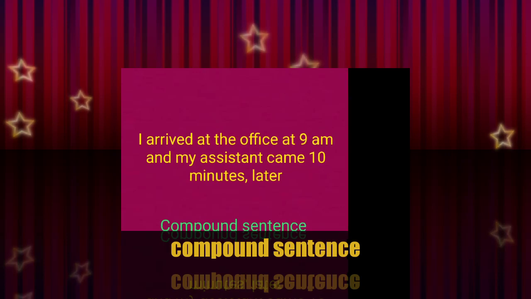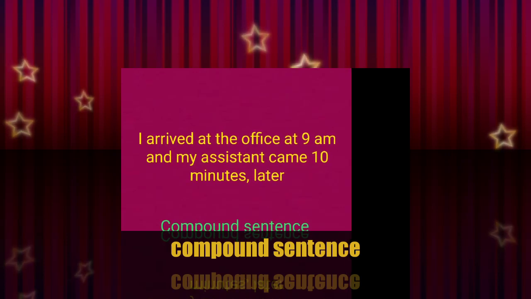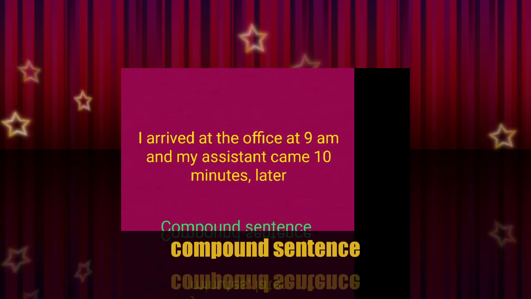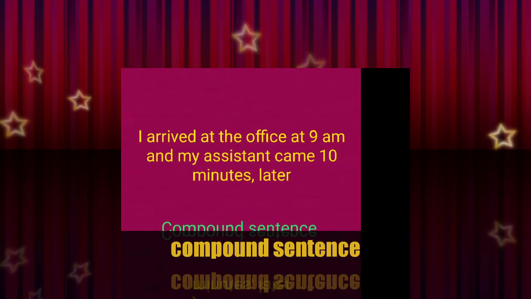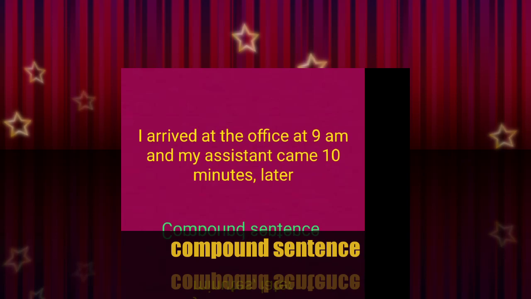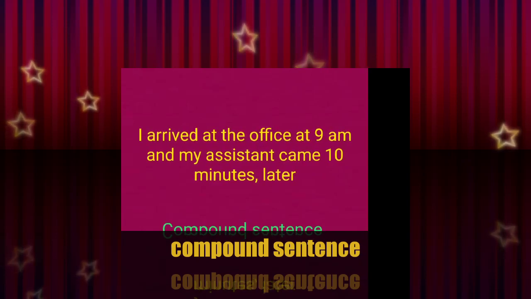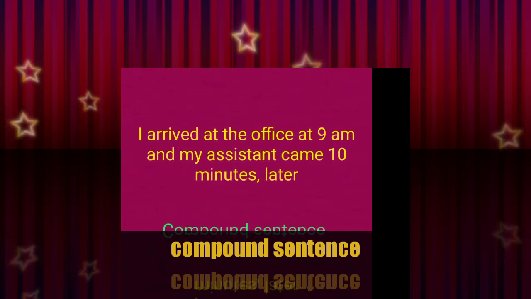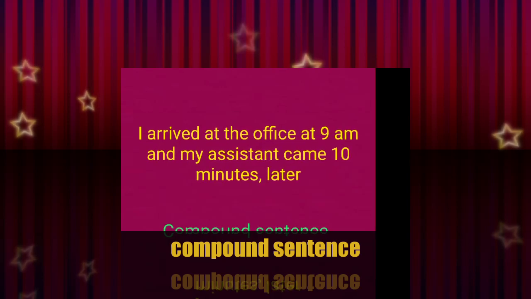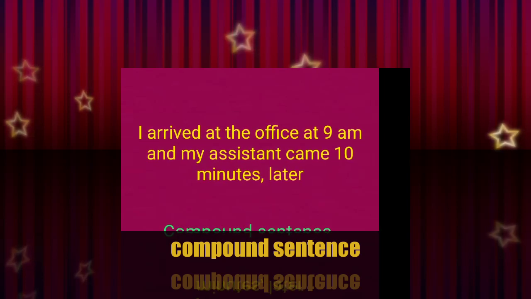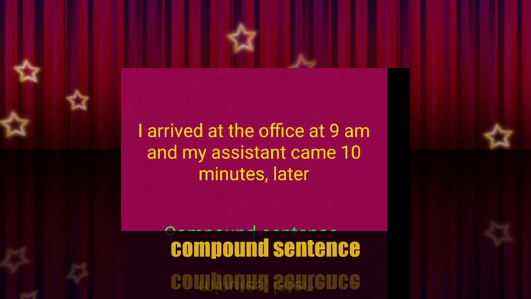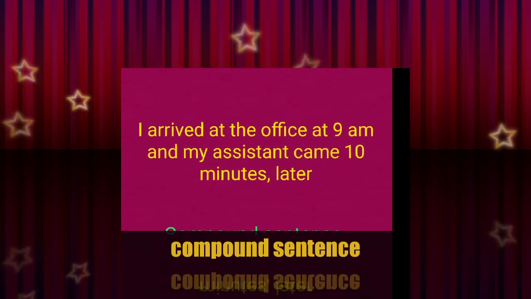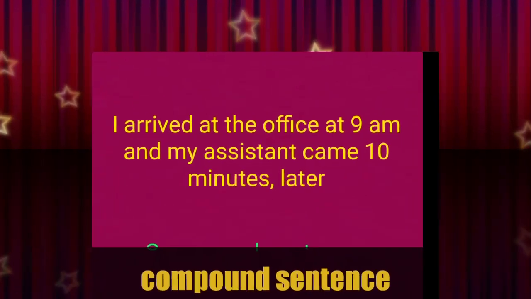I arrived at the office at 9 a.m. It's a complete sense. Subject and verb are there: I arrived. And my assistant came. My assistant is the subject, came is the verb. So it has two complete independent clauses, so it is called a compound sentence. You can even add some more clauses, because it doesn't mean that there can only be two independent clauses. There can be many independent clauses connected by conjunctions.